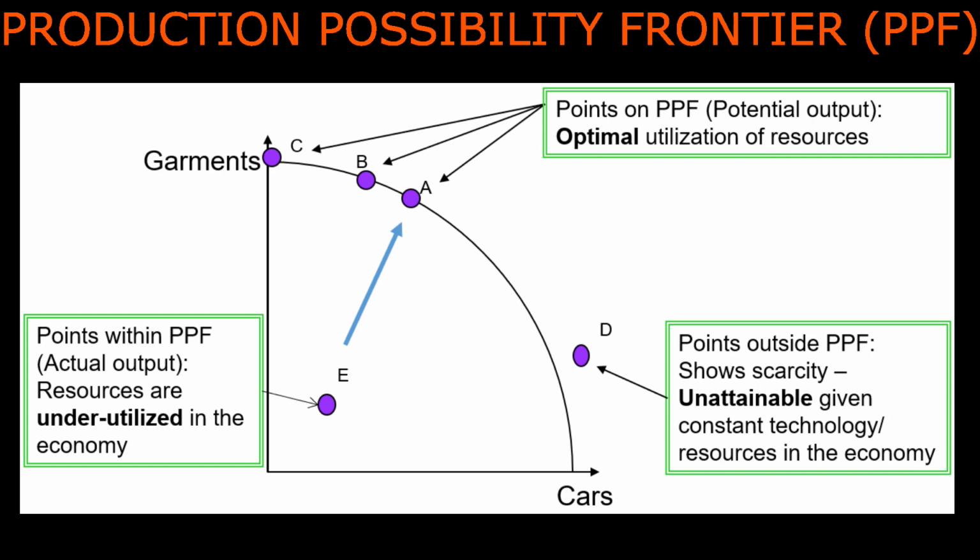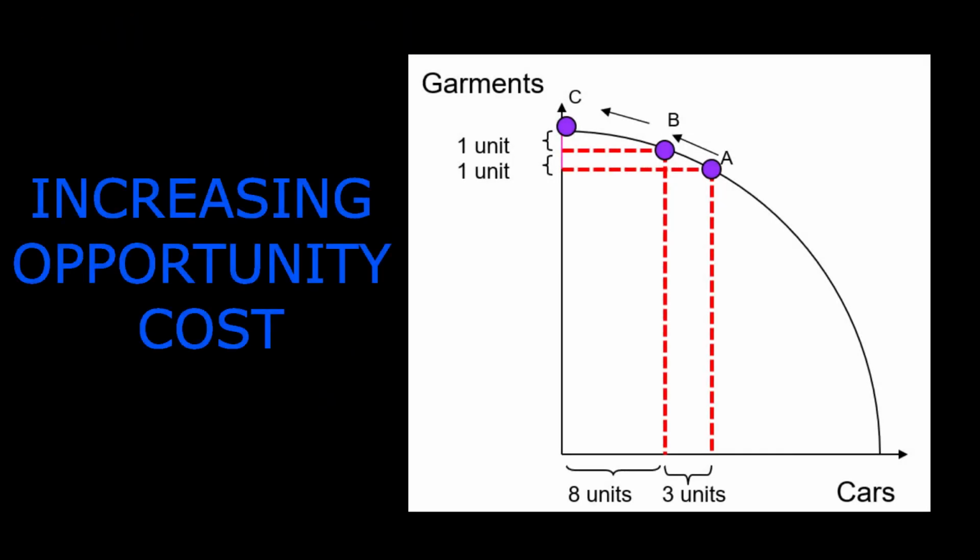Now looking at point D, you can see that it's located outside of the PPF. When this happens, it means that at the moment, this point is currently unattainable due to scarcity, which is limited resources available. Okay, so now let's take a look at how to derive the opportunity cost using the PPF.